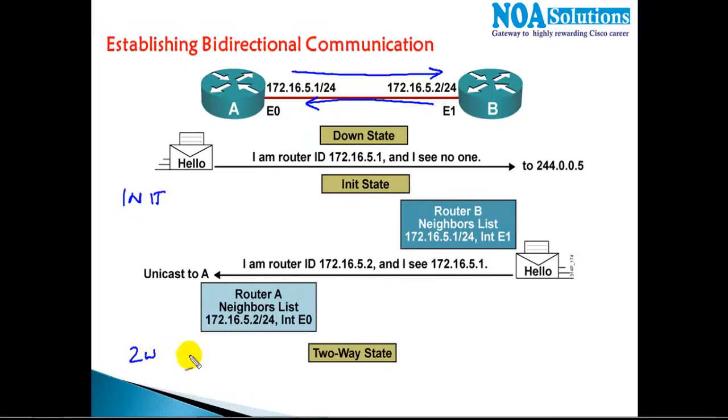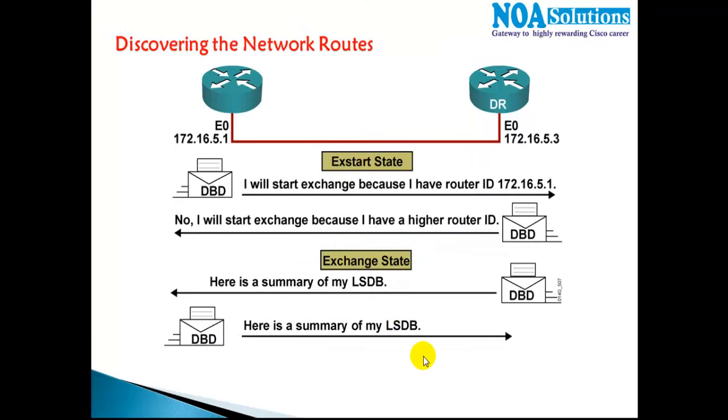Then they come to the two-way stage, the third stage of the OSPF process, where they establish the neighbor relationship. Now router A becomes a neighbor of router B, and router B becomes a neighbor of router A, and they build a table called the neighbor table. To verify this table, we can use the show ip ospf neighbor command. More on the tables, we have a separate slide dedicated to that.